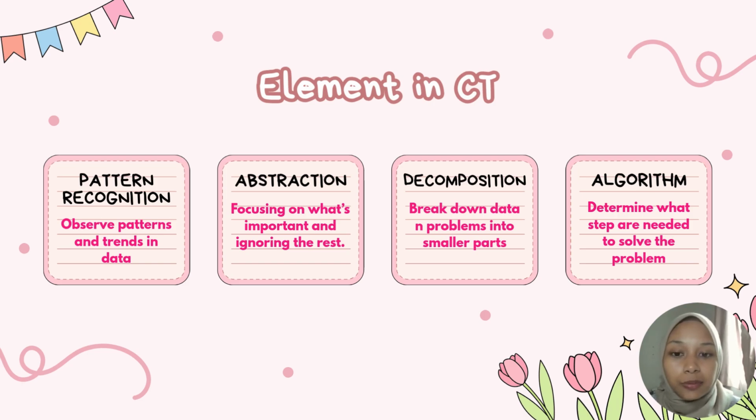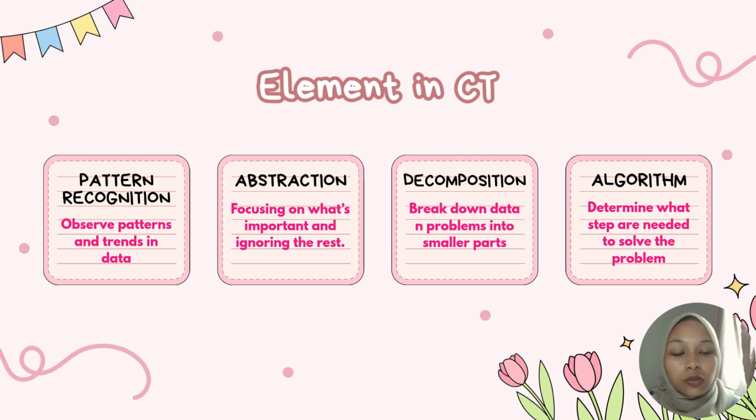The second one is abstraction. What is abstraction? Abstraction is focusing on what's important and ignoring the rest. It keeps your brain from getting confused by too much information. So you will focus on what is important in the question.